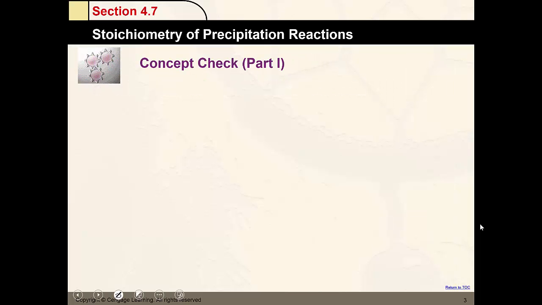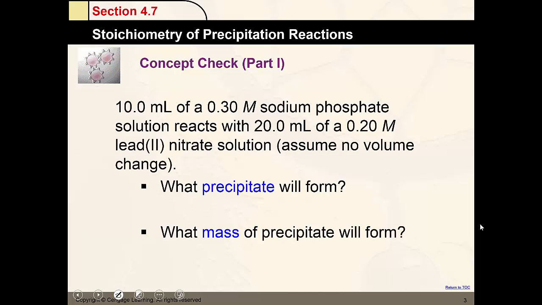Okay, so we're going to go through a couple-step problem, because not only will you be asked for the mass of the product, but you will also be asked, for different ions, what are the resulting concentrations of those different ions after a reaction occurs. Okay, so we have the following reaction. 10 milliliters of 0.3 molar sodium phosphate reacts with 20 milliliters of 0.2 molar lead nitrate.